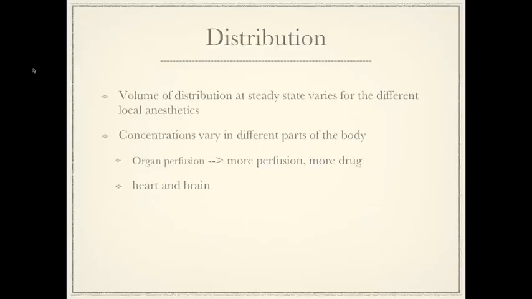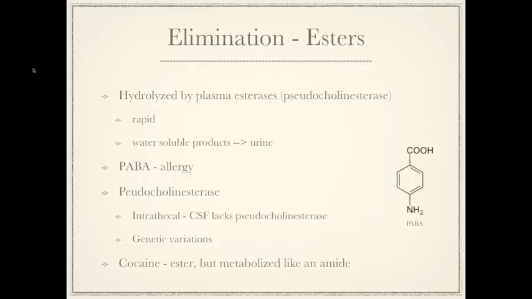So distribution of the drug is important. Different drugs have different steady states for volume of distribution. When you do achieve a steady state for volume distribution, the concentrations of drug in different compartments are different, and this is due to differential perfusion of parts of the body. 2 highly perfused organs are the heart and the brain, which can receive high levels of local anesthetic, and this is also an issue as the sites of toxicity tend to be in the heart and the brain.